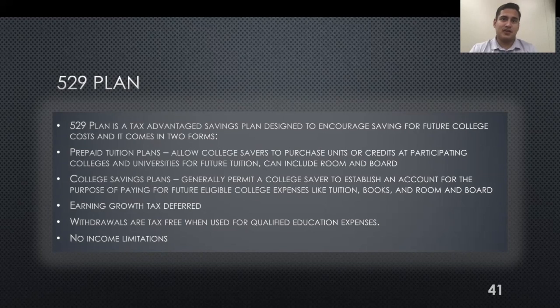The second is a regular college savings plan, which generally permits a college saver to establish an account for the purpose of paying for future college expenses like tuition, books, and room and board. In both of these savings plans, earnings growth is tax deferred. Withdrawals are tax free when used for qualified educational purposes, and there are no income limitations.